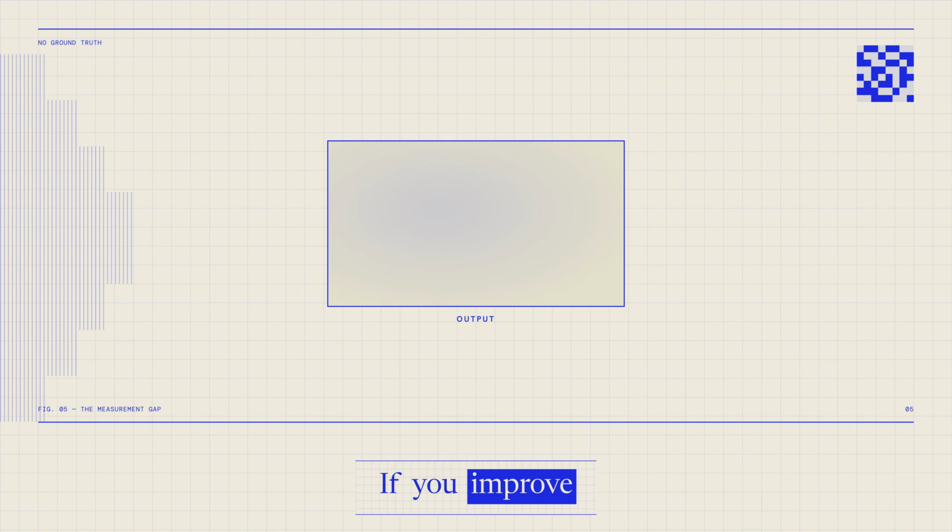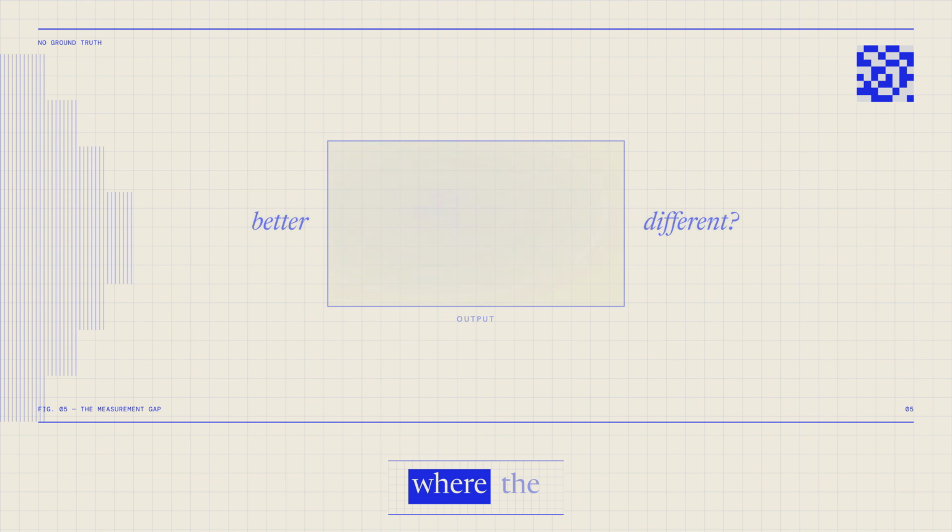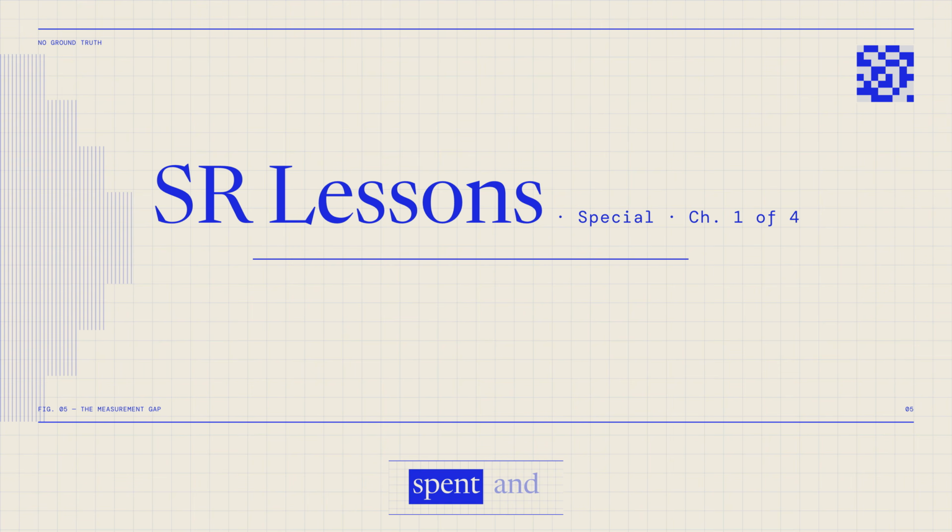If you improve a generated video, what do you compare the result to? There is no original, nothing was ever really filmed. The pristine version you are trying to recover never existed in the first place. So how do you know if you have made it better? Or just made it different? That is where the money starts getting spent, and where most teams start getting it wrong.